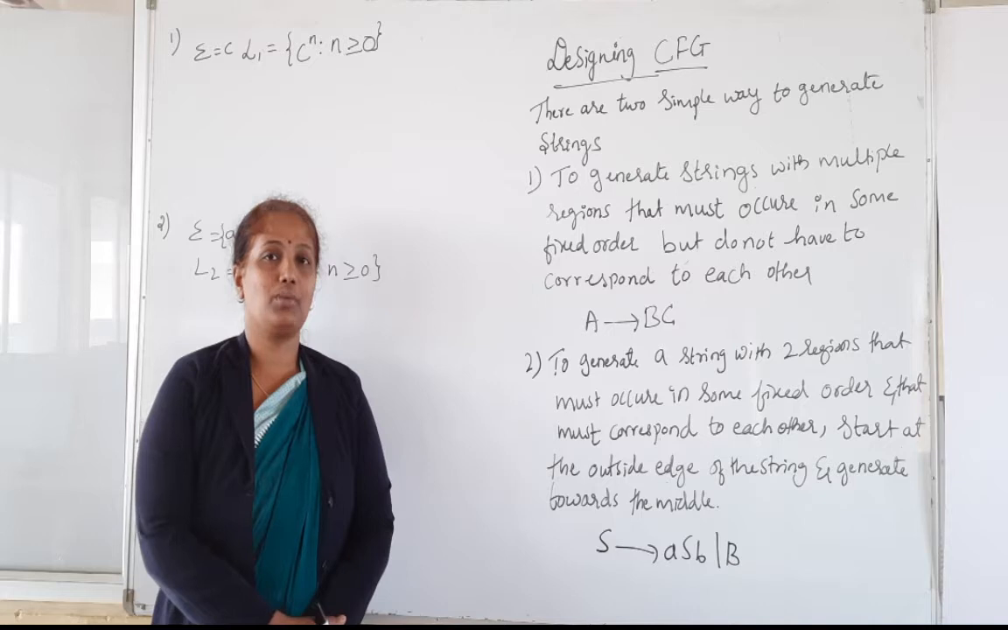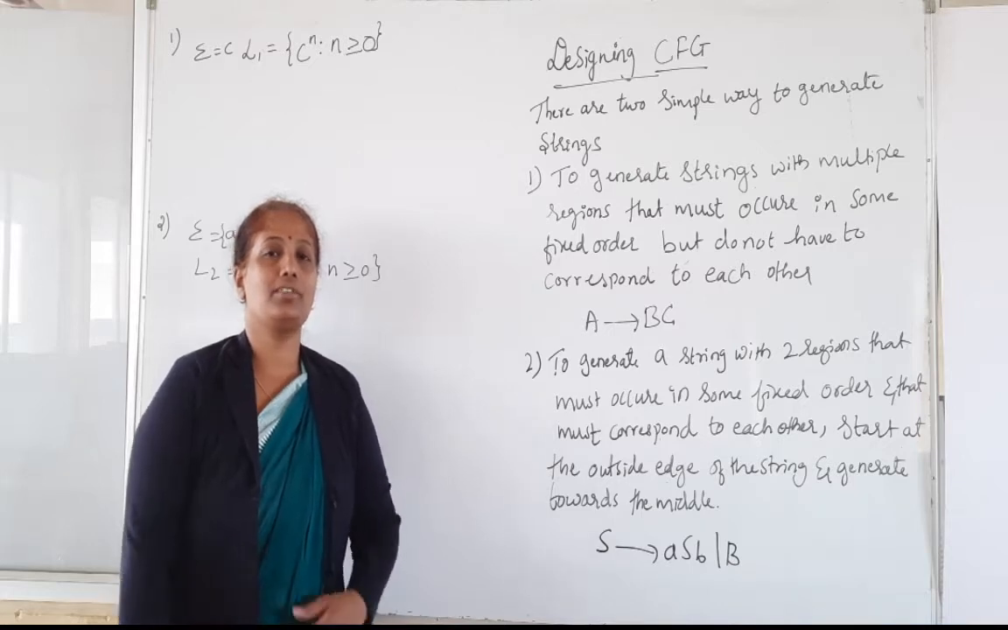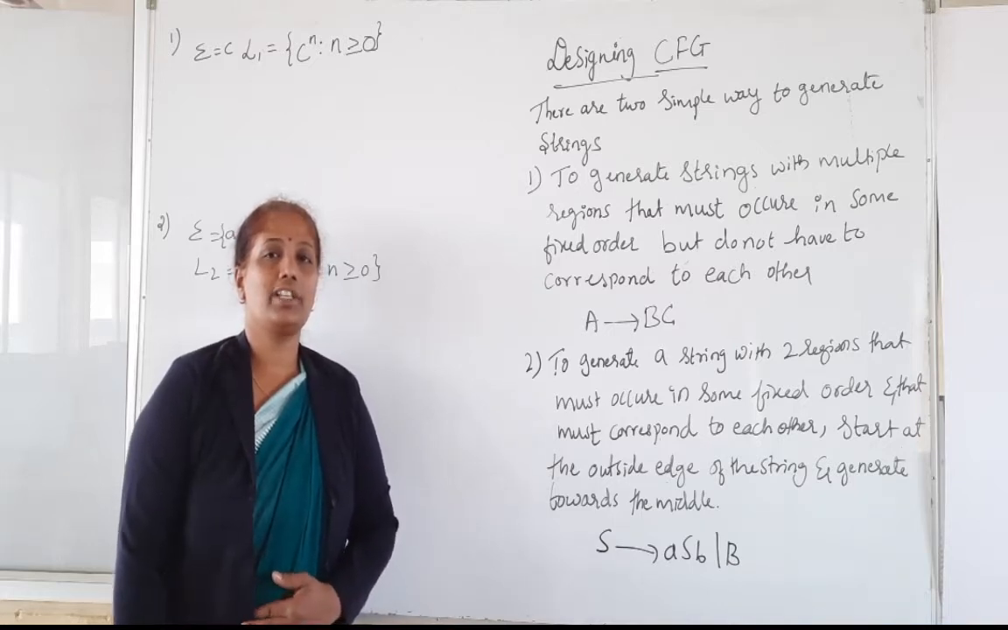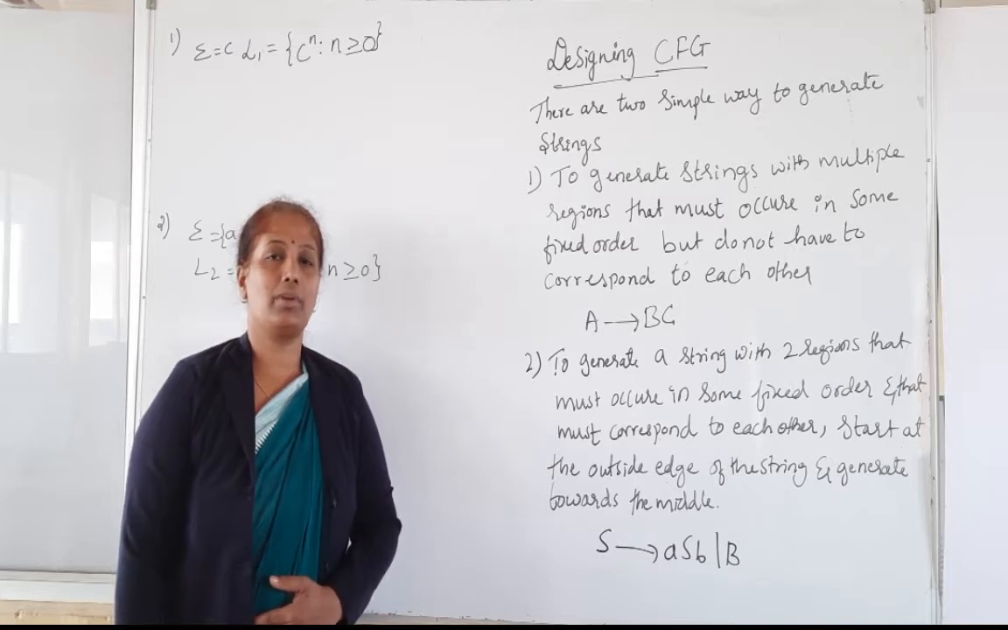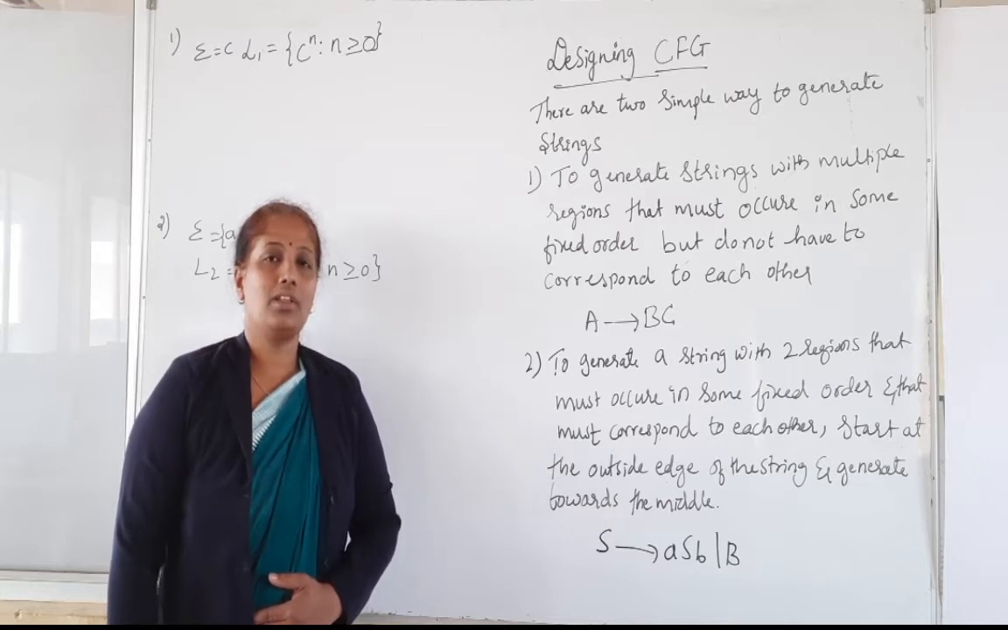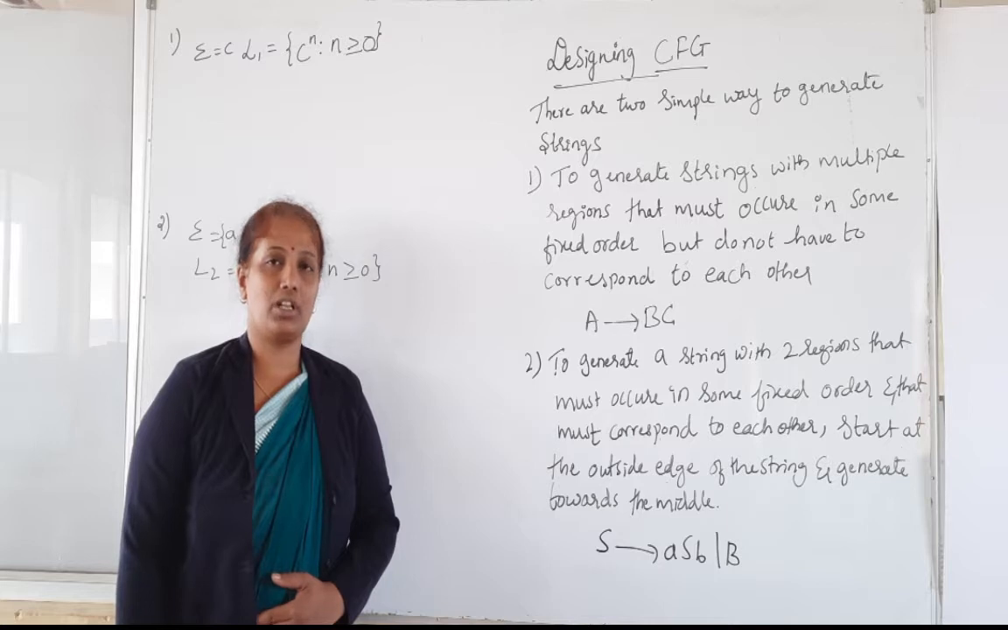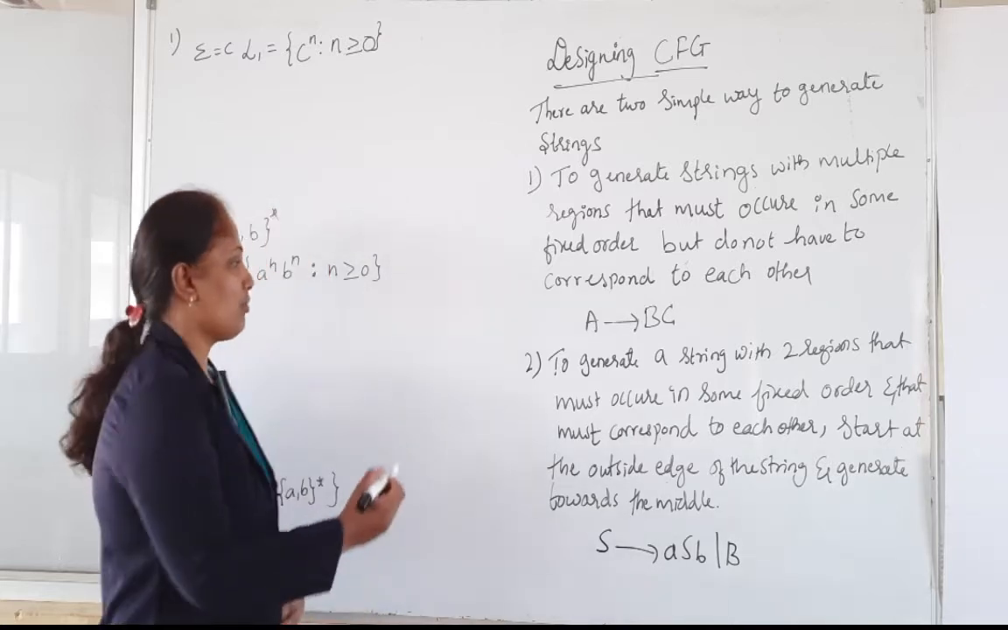Hello students, welcome back. In the last video class, we had discussed the context-free grammar and its basics. A context-free language is accepted by one of the automata called a push-down automata. The context-free language is based on a context-free grammar. The grammar is written using rules, sometimes also called productions. To write the rules, we use an arrow mark.